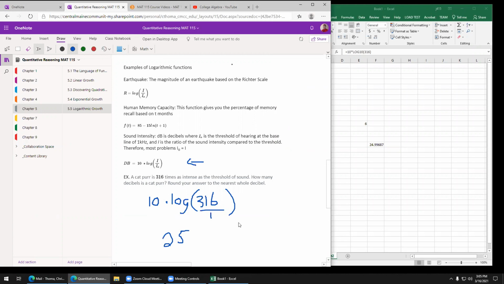Now, what all that means, it's just the sound intensity as a ratio. So basically how loud a cat purr is. So what is 25? I don't know, because I don't know the science behind sound, because again, it's not something of my expertise, but that's what these formulas do.